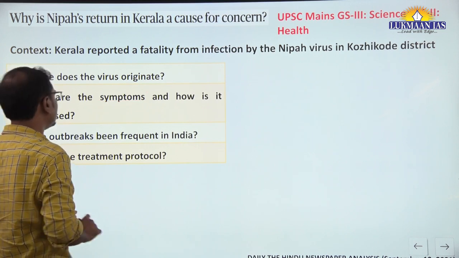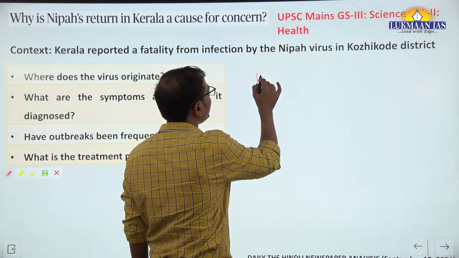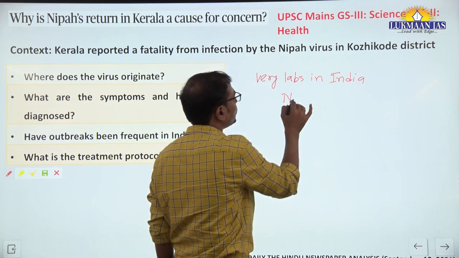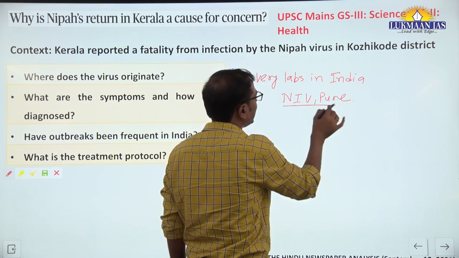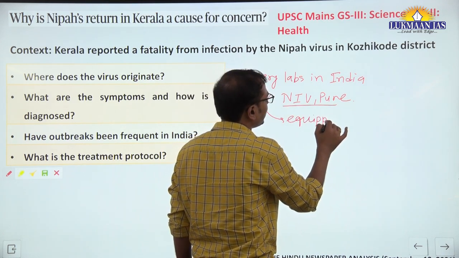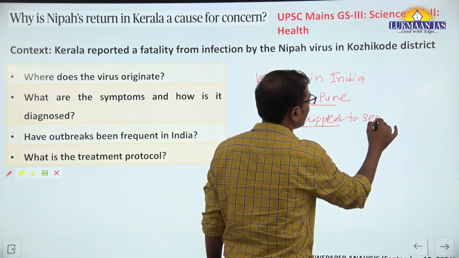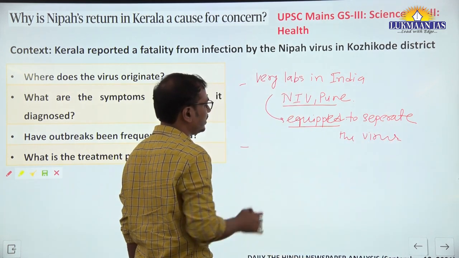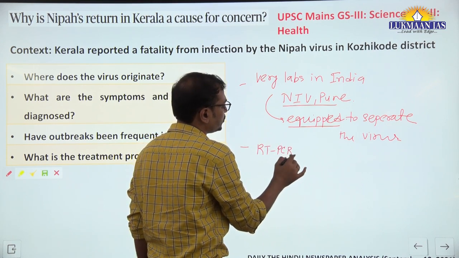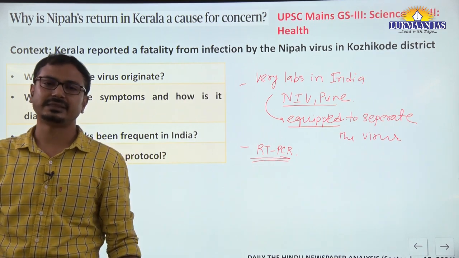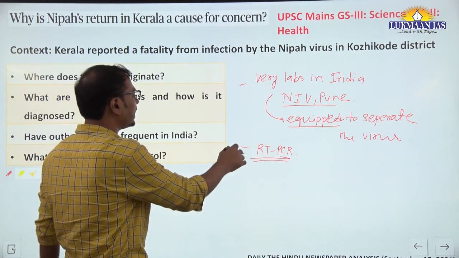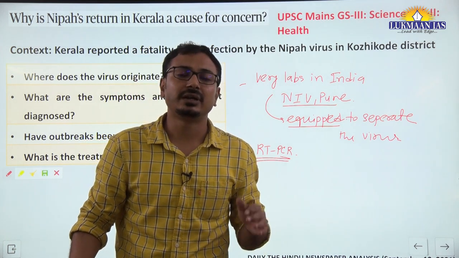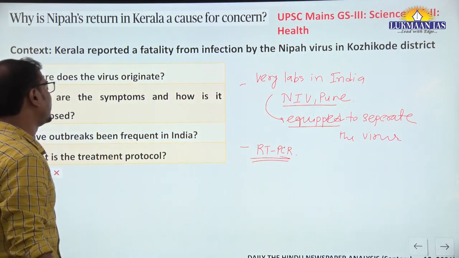Now how is it diagnosed? There is no specific diagnosis, but very few labs in India, like the National Institute of Virology, Pune, are equipped with isolating this virus with the help of tissue culture. At the same time, the commercial RT-PCR test, which is used for diagnosis of other viruses like COVID-19, can also be used, but you should understand it is a highly pathogenic virus, and that's why a very high level of care is required.